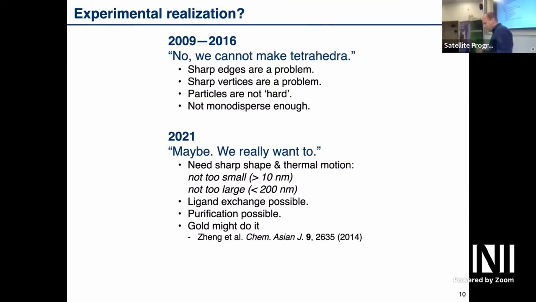We can do a ligand exchange. That means you grow the particles first, and then you remove the ligands and put other ligands in place, so that way you can sort of make them more hard. And also we can purify them. We can put them in a centrifuge, or we have other methods to make them more and more monodisperse. And actually gold might do it.